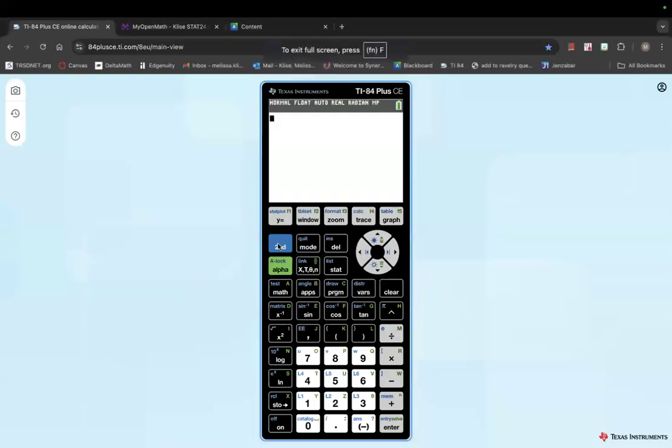So if you do second, oh, that's not what I want, clear. Hit the stat button and go over to tests. So hit stat and go over to tests. And we're going to one prop Z interval. You're going to have to go down a little ways. One proportion Z interval, that's what that stands for, and then hit enter.